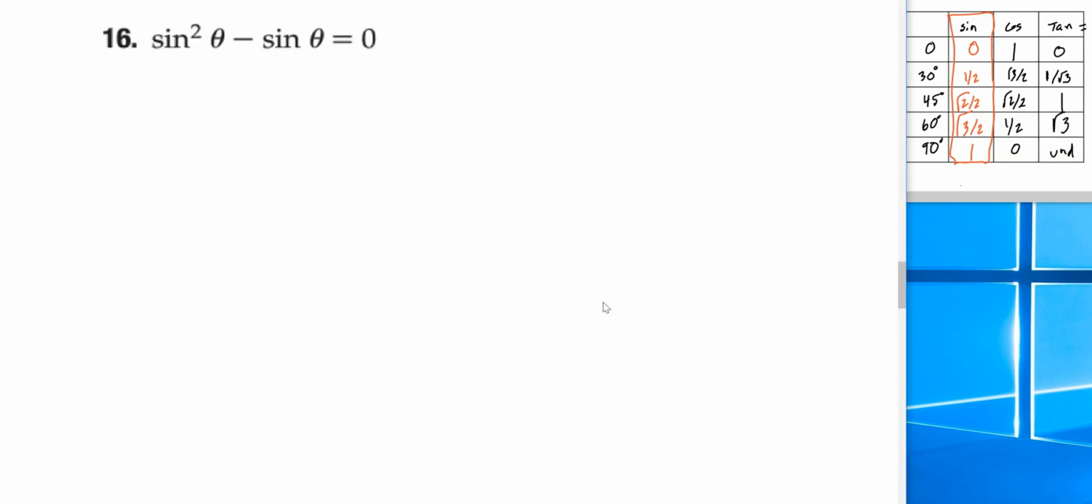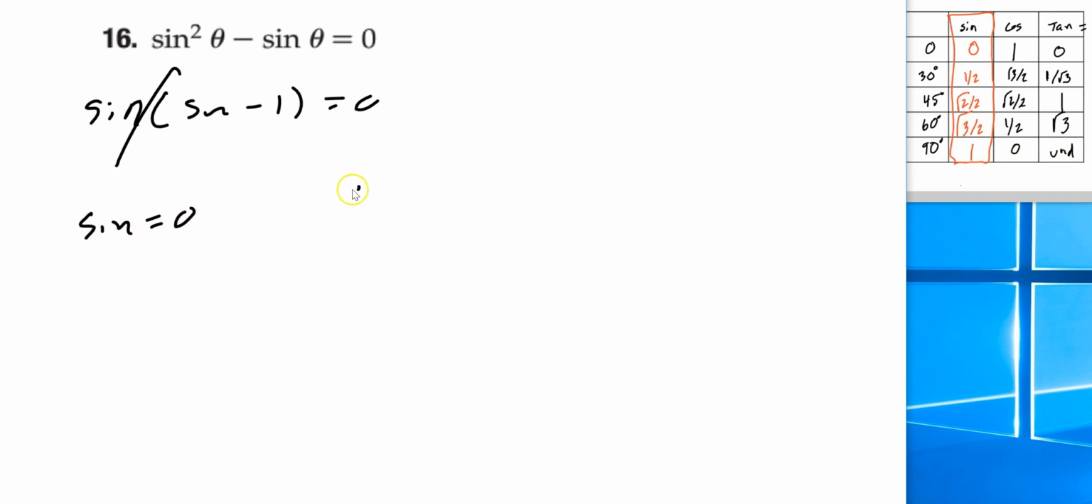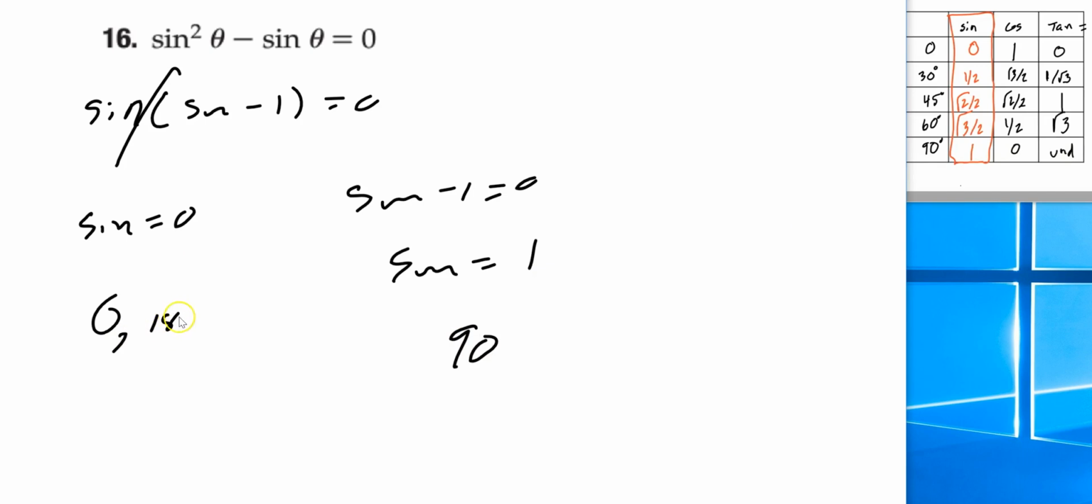So this next one, I just have to solve it. If you notice, they both have a sine, so you're going to factor it out. You end up with sine times sine minus 1 equals 0. Same idea, we'll split it. Sine equals 0, and sine minus 1 equals 0, so you get sine equals 1. Again, a couple ways to do this. Table: where does sine equal 0? 0. Where does sine equal 1? 90. Don't forget this also has to be 180.